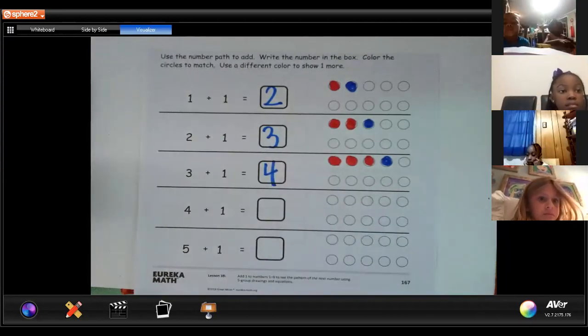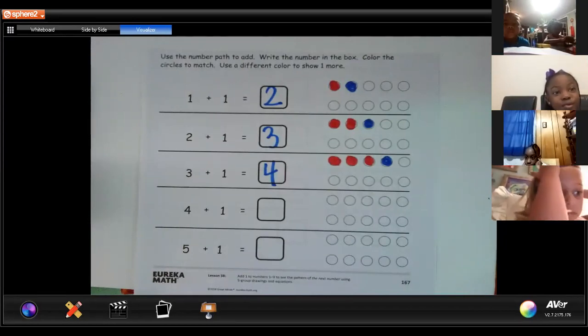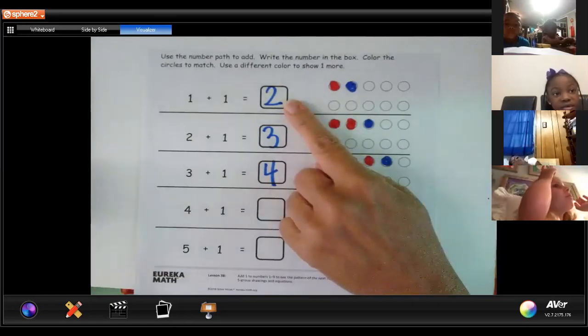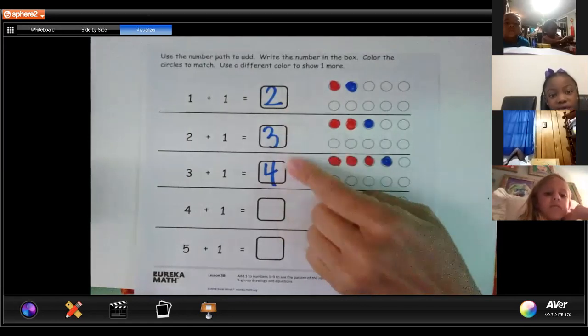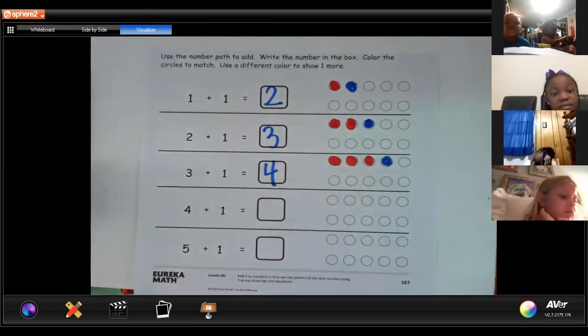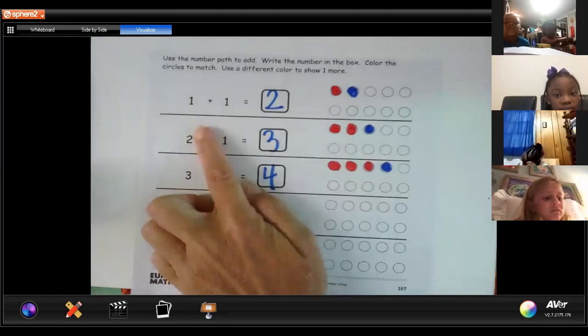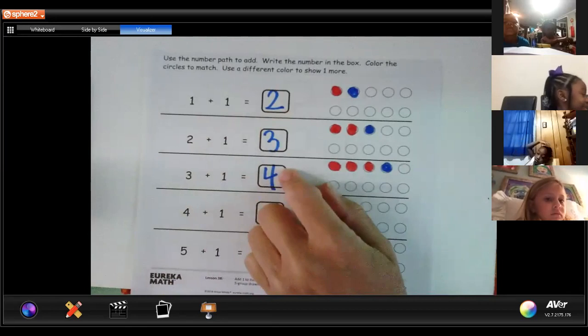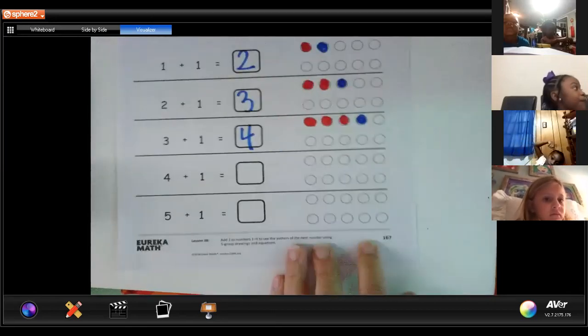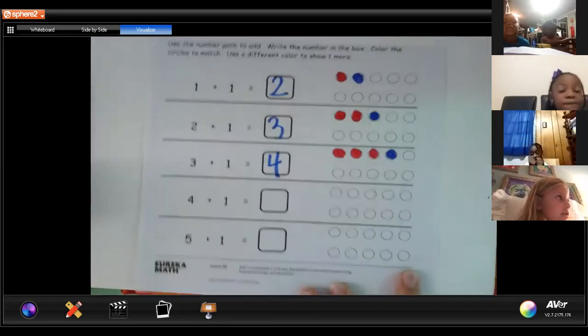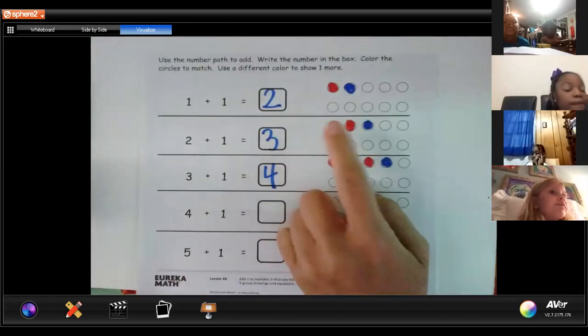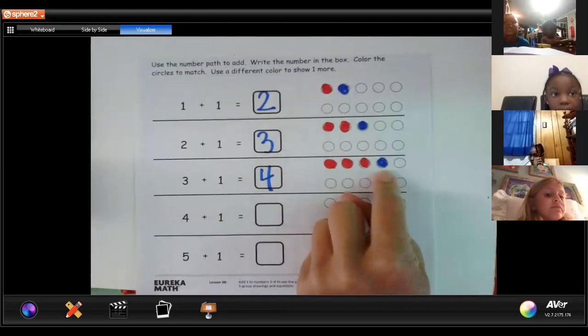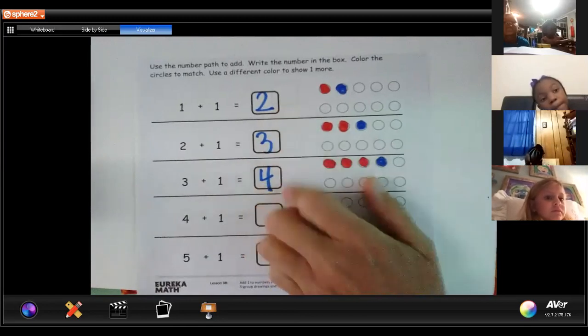Kaylee, what do you see? What kind of pattern? 2, 3, 4. She sees a number order pattern. Every time you add 1 more, your number got 1 number bigger. So you can practice this on page 167 in your workbook. Lily Grace saw a color pattern change, and Kaylee saw a number pattern change.